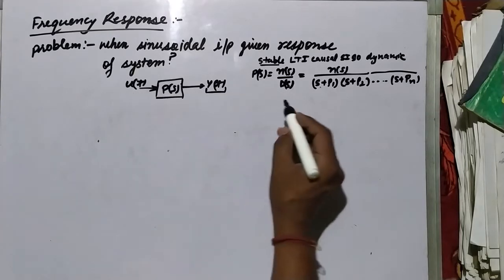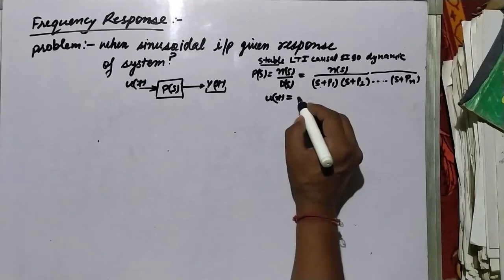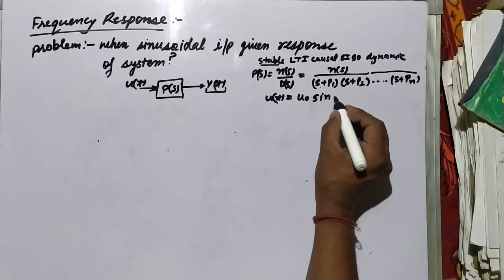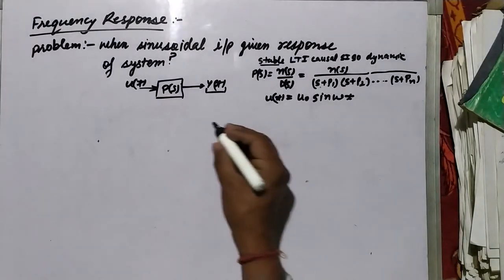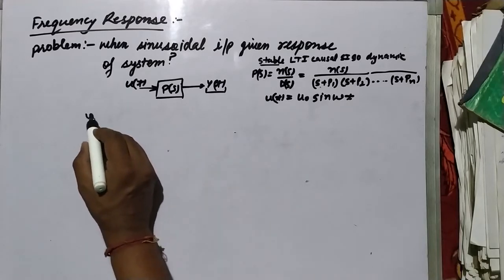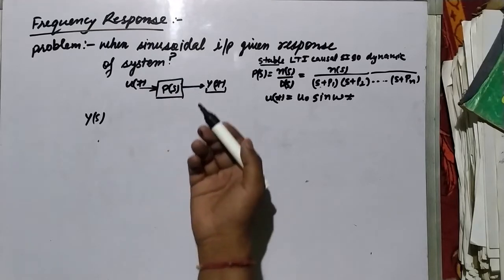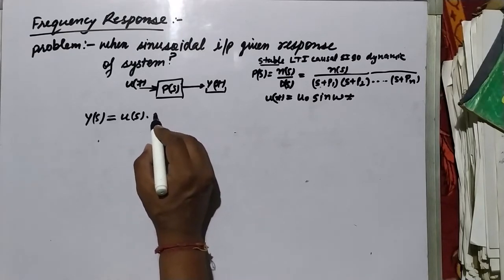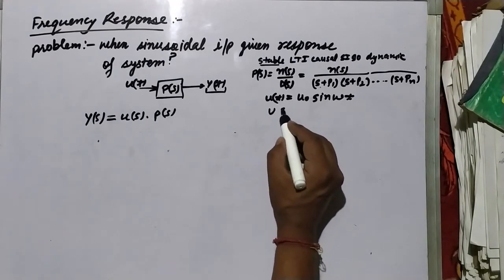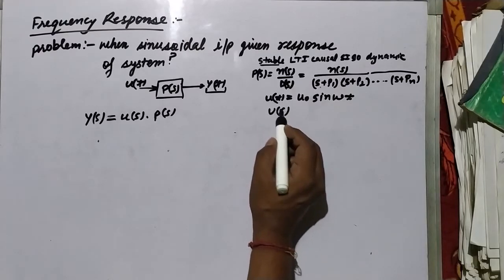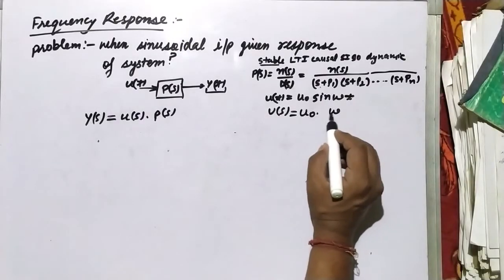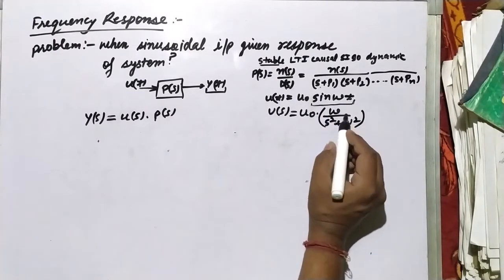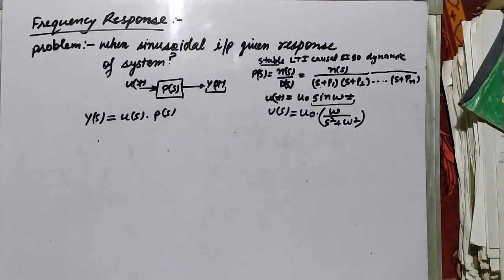And I am considering the input signal u(t) equal to u naught sin omega t, a sinusoidal signal. So what will be Y(s)? I have to calculate the output, I want to see the response. The output is equal to U(s) times P(s). So what is U(s)? Calculate U(s) by taking the Laplace transform of this signal. It is u naught omega by s square plus omega square, since the Laplace transform of sin omega t is omega by s square plus omega square.